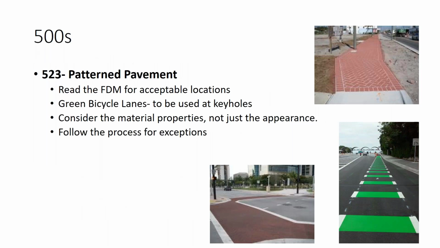Section 523 addresses pattern pavement. There are many different types of pattern pavement, and you do want to watch the FDM for acceptable locations. It seems a little odd, but green bicycle lanes are classified as pattern pavement because of the materials that they use. And so we do want to look at the material properties, not just the appearance, and follow the process through product evaluation for any exceptions you may have. Again, we do not want to specify the materials because there are a variety of materials available on the approved products list. And the contractor does have the ability to choose from the acceptable products, unless there's a specific need to limit them for a location.